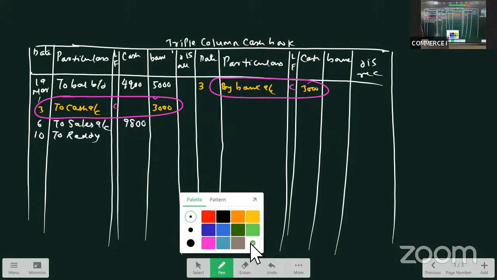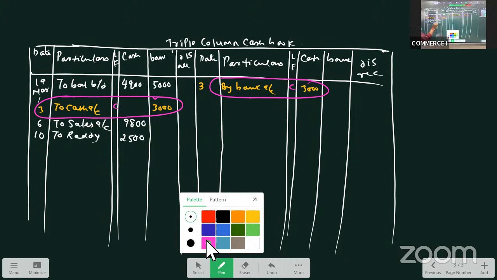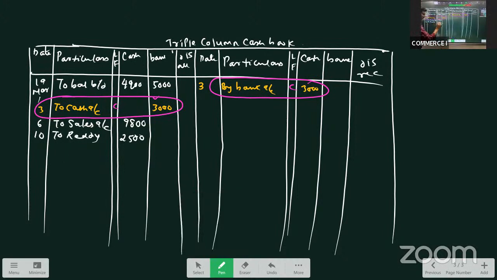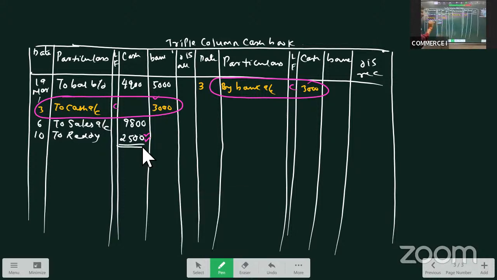What is the value of the check? The value of the check is 2,500. So on this date, I am writing the entry in the cash column. Try to understand what I did here. Though we received a check, I am not writing it in the bank column. I am writing it in the cash column because it was not sent to bank on that date. And whenever it is sent to bank, on that date, we will treat it as a contra entry.